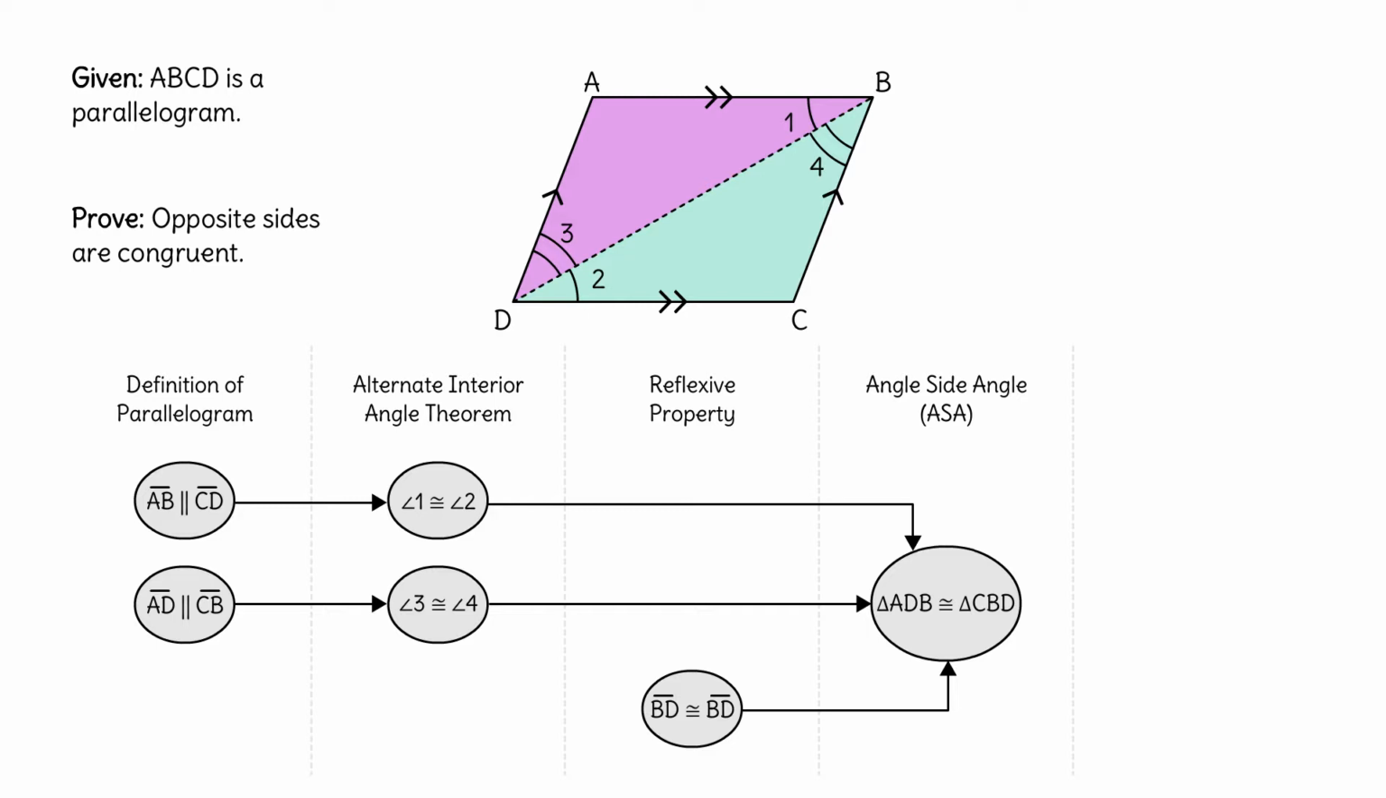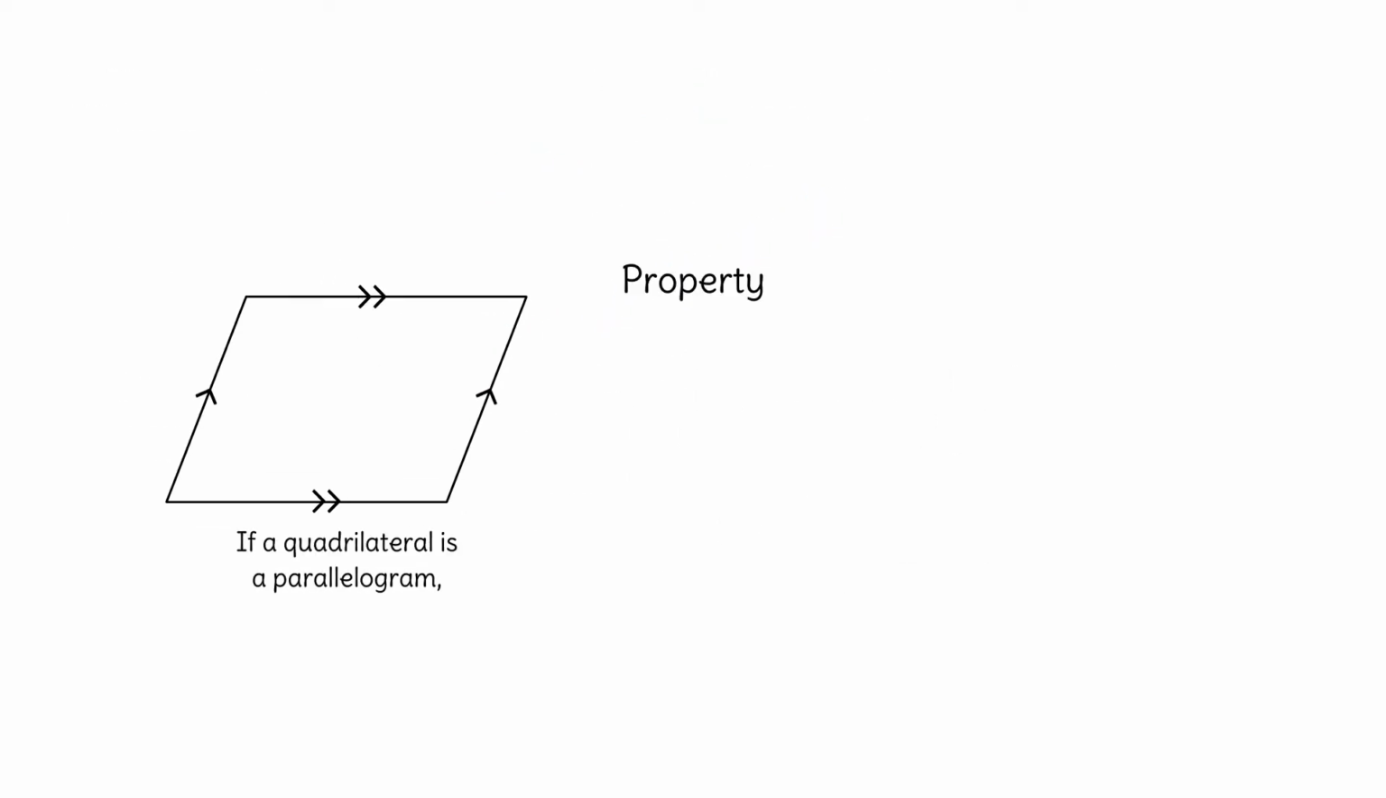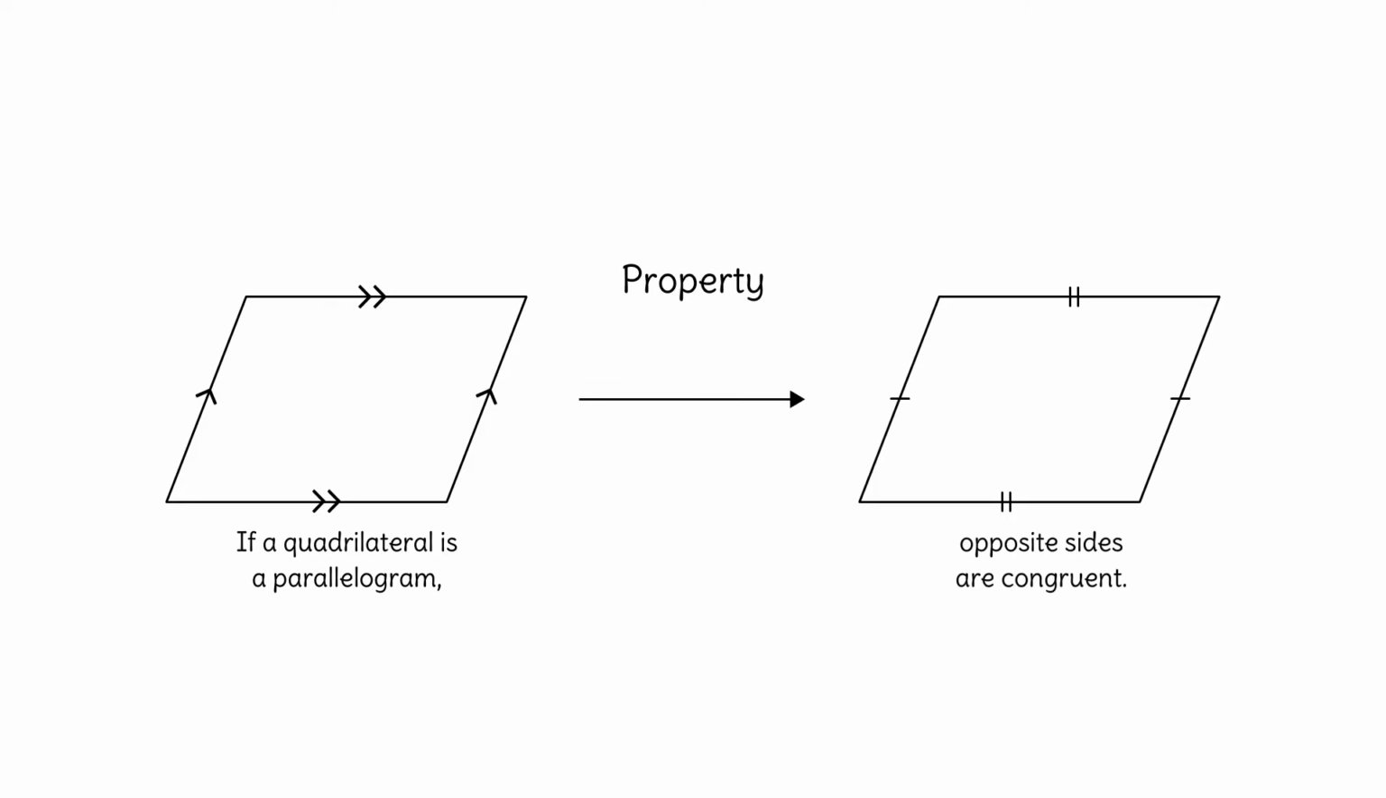Remember, we are trying to prove opposite sides are congruent. Is that true? Yes. AB is congruent to CD, and BC is congruent to DA because corresponding parts of congruent triangles are congruent. We went from parallel lines to proving angles congruent, to proving triangles congruent, to proving sides congruent. We successfully proved the property that if a quadrilateral is a parallelogram, opposite sides are congruent.